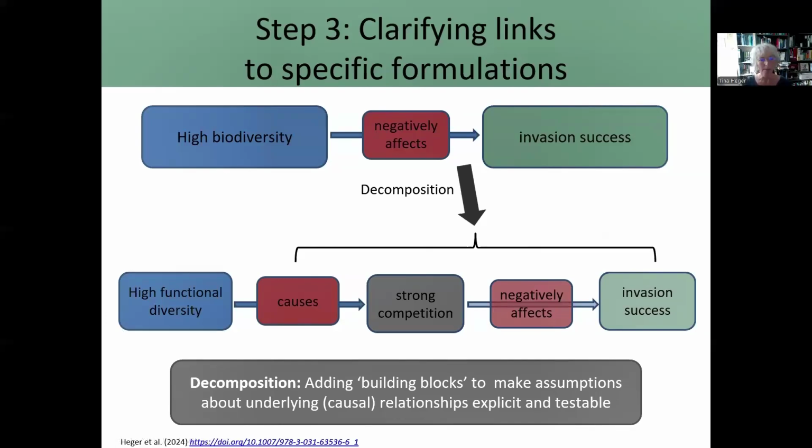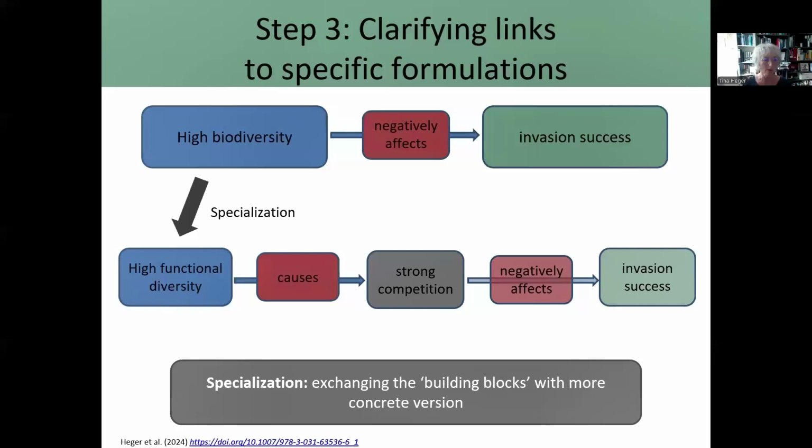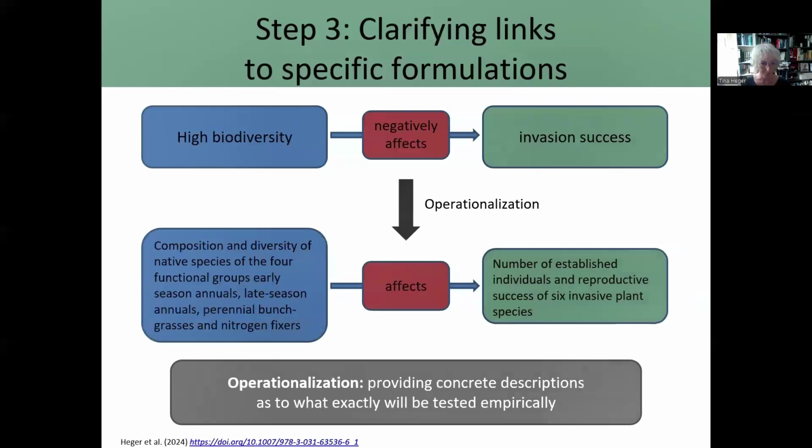But the authors also did what we would like to call a specialization. They went from high biodiversity to high functional diversity. So they exchanged one of the building blocks with a more concrete version of this thing. And also, if you take a look at later sections of this paper, or the method section, for example, they did what we would like to call an operationalization. So they provided very concrete descriptions as to what exactly will be tested empirically.